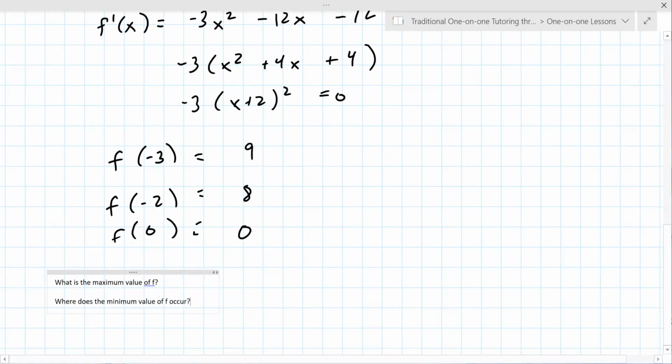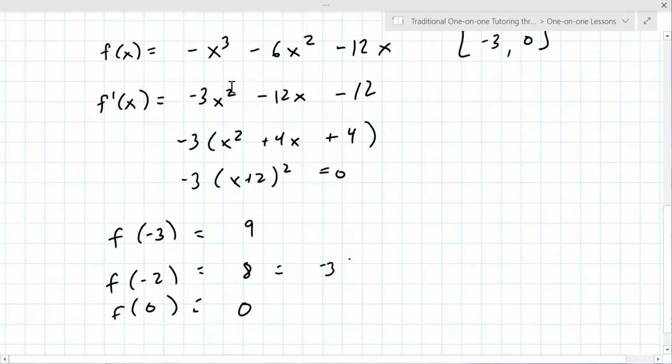I did not get 8 for -2. Let me check that. So let's go -3. Oh, I used the wrong ones. No, wait, minus x cubed. Yeah, okay, so it's -3 cubed, negative 6 times -3 squared. No, for the -2 one. Oh, for the -2. Yes, thank you. I haven't done the -3 yet.